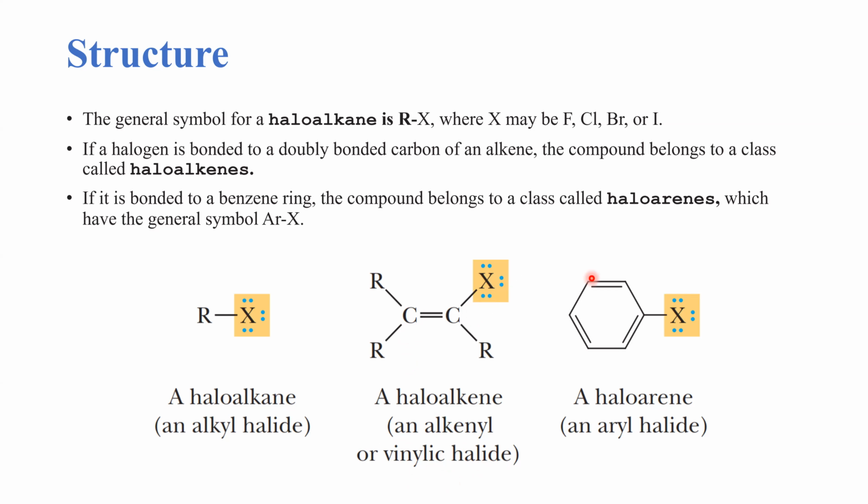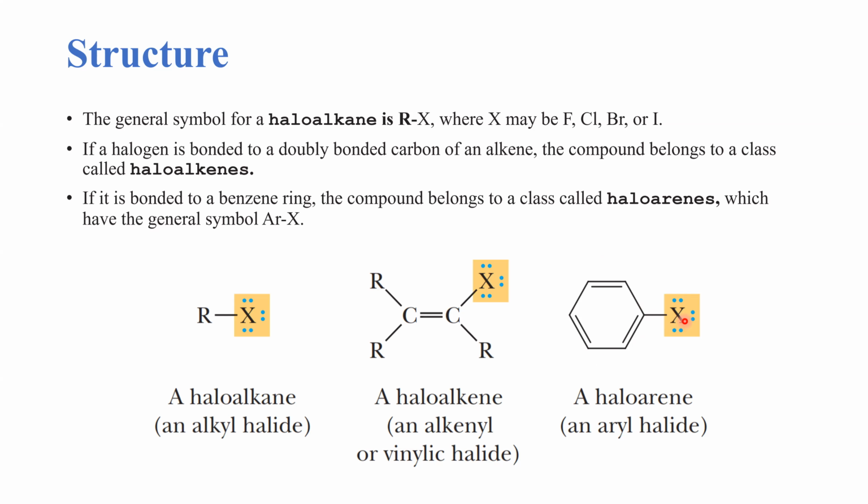Now the third example is when there is the haloarene, so an aryl halide. In this, there is an aromatic or benzene-like structure, right? So this is linked with the halogen. So this is the haloarene.